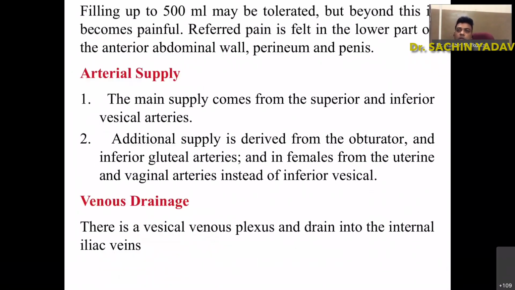But if it's getting filled up to 500 ml, it can be tolerated up to that, if its condition is not suitable for the maturation. But beyond this, it will become very painful. So rapid pain is felt in the lower part of the anterior abdominal wall, with the perineum and the penis also.